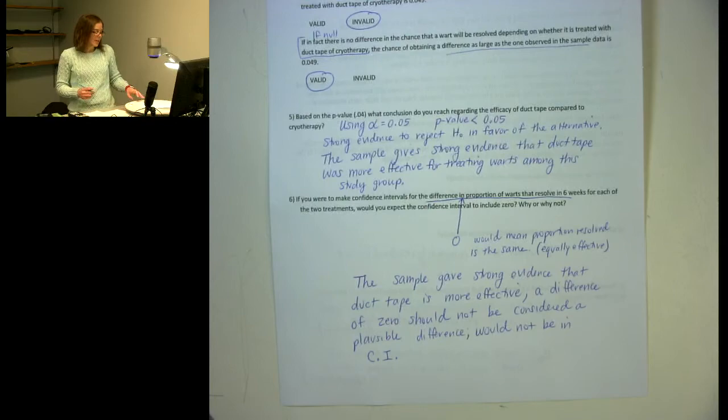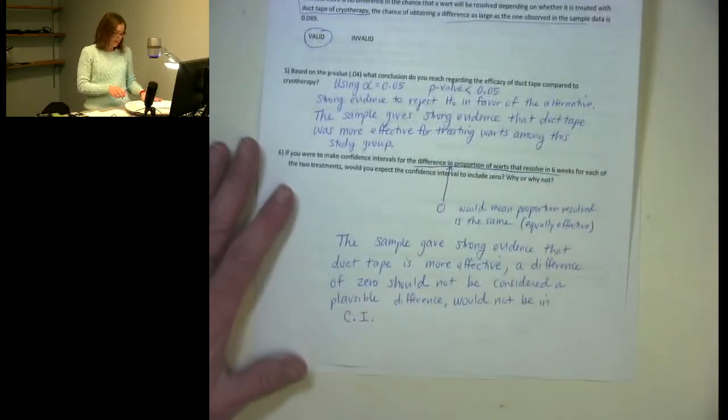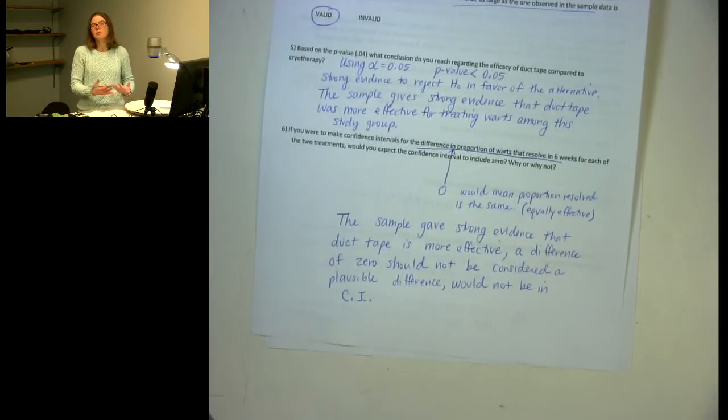In this situation, the null hypothesis would be that the difference would be 0. And so since we rejected that null hypothesis, we shouldn't consider 0 to be a plausible value for the difference, and it won't be in that confidence interval.